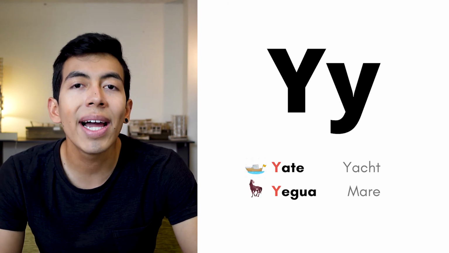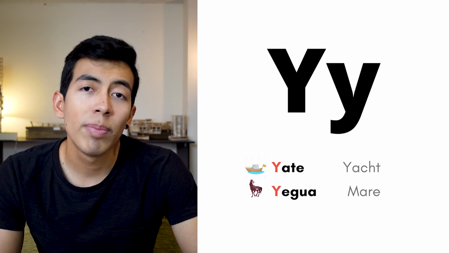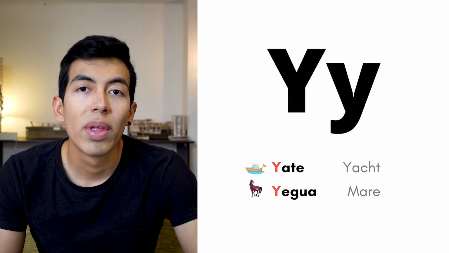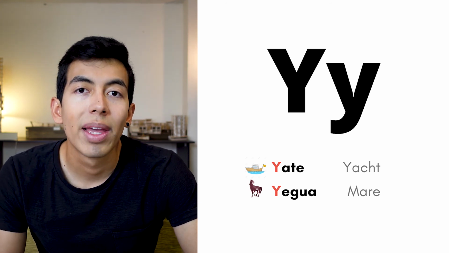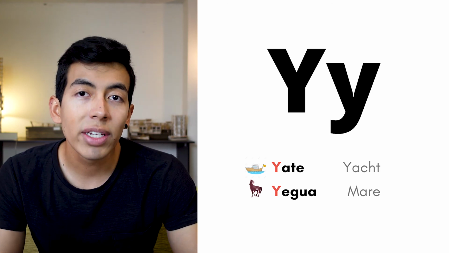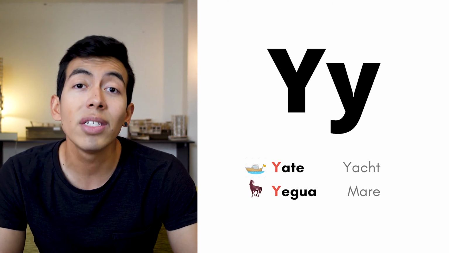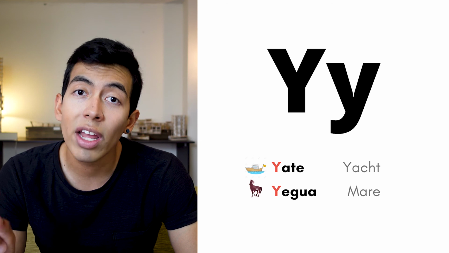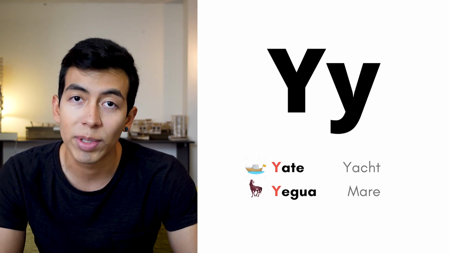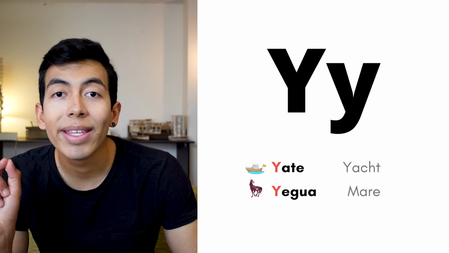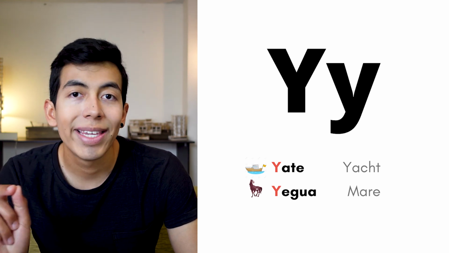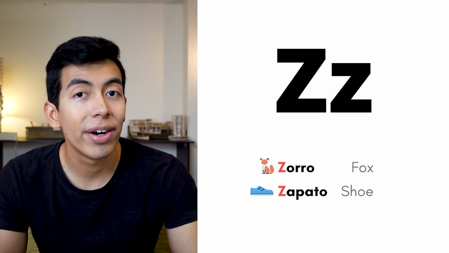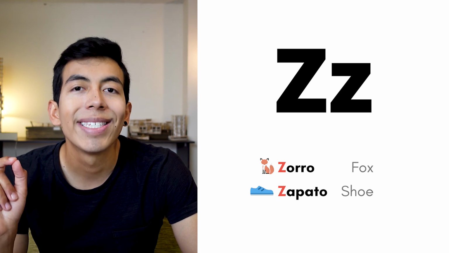Then we have la letra Y. Some people call this letter Y. For example, yate, yegua. The pronunciation of this letter depends on the country, but again, at least for me, this letter has exactly the same pronunciation as the double L. And I have a video talking about that. Again, the link is in the description. So, yate, yegua. Then we have the final letter, la letra Z.